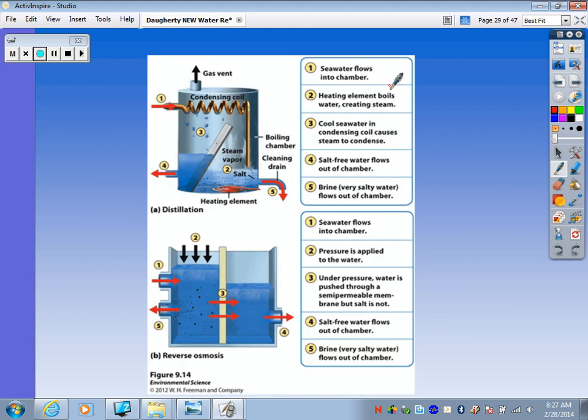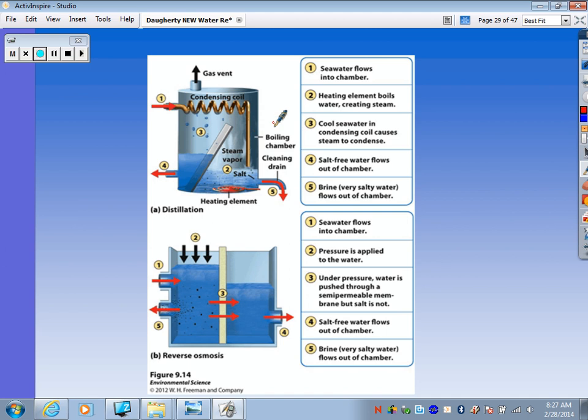Okay, so this is the first one, which we call distillation. What we have here, it says your seawater flows into your chamber up here. Your heating element is going to boil water, creating steam. So it looks like we have your boiling chamber here. This is going to cool seawater in the condensing coil, and that causes steam to condense. So you've got your condensing coil up here. You're boiling the water, the steam rises up, and it's going to collect here on this condensing coil.